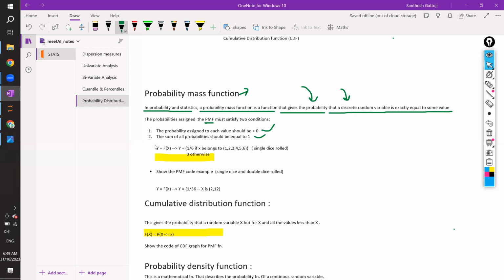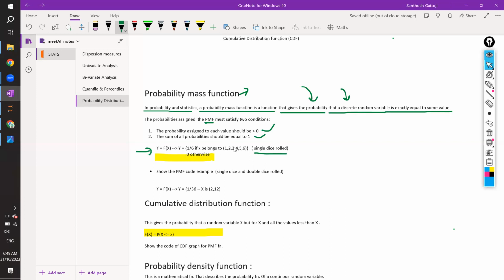For example, a simple PMF function. Why? Because a single dice is rolled. So what are the possible outcomes, guys? 1 2 3 4 5 6, you can get one of these. And what is the probability of each? 1 by 6. So simply I am writing y equal to 1 by 6.